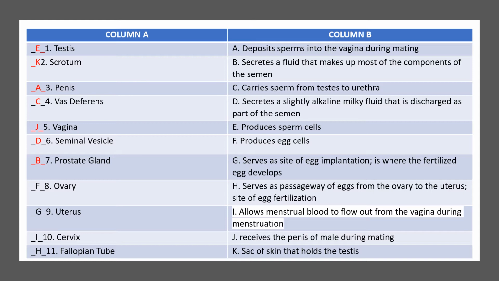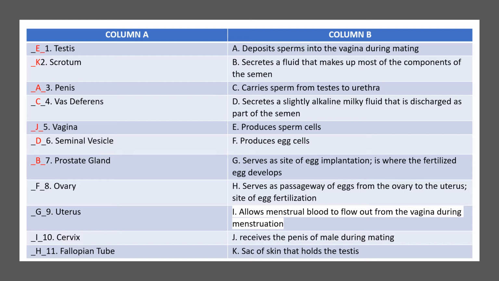Number 8 is the ovary. What's the function of the ovary? Ovary is basically the counterpart of the testis. If the testis produces sperm cells, the ovary is the one that produces the female cell, which is the egg cells. 9 is the uterus. Uterus serves as the site of egg implantation. It is also where the fertilized egg develops.